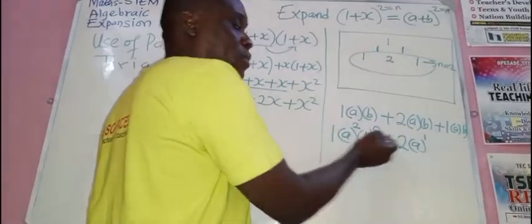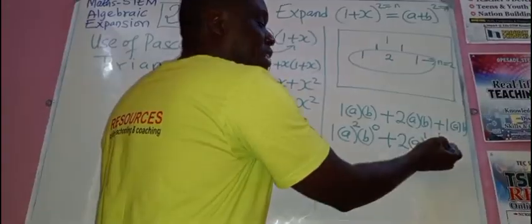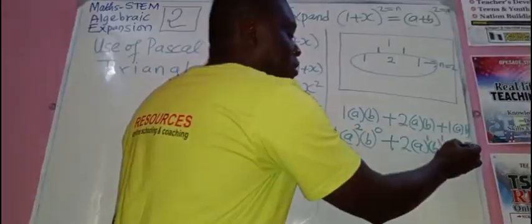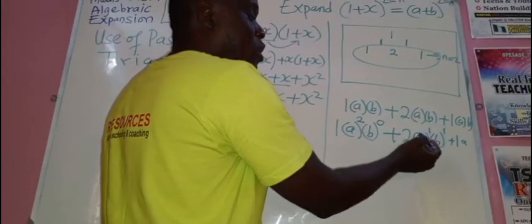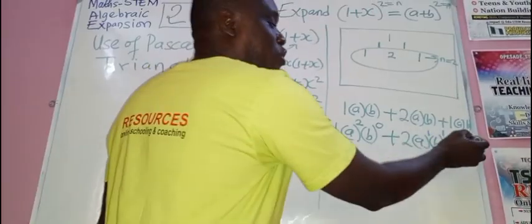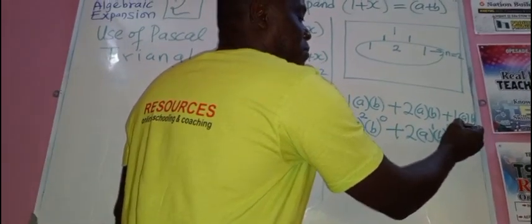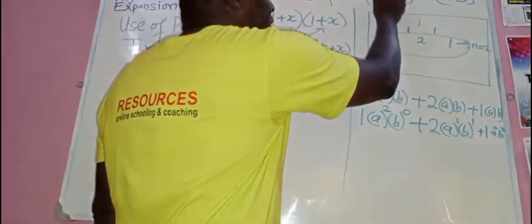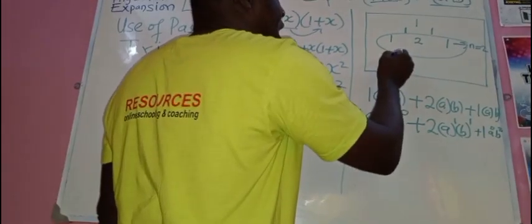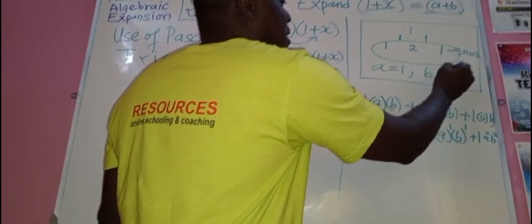This one will increase by 1. That's b raised to what? You know 1 plus 1 is still giving us 2, right? Plus we have 1 here. This is a raised to the power, and this one will be reducing. From 1 it will reduce to 0. Then this b will increase to 2. You understand? Now, if you compare this with this, you can see that your a is 1. Do you agree with that? What is your b?